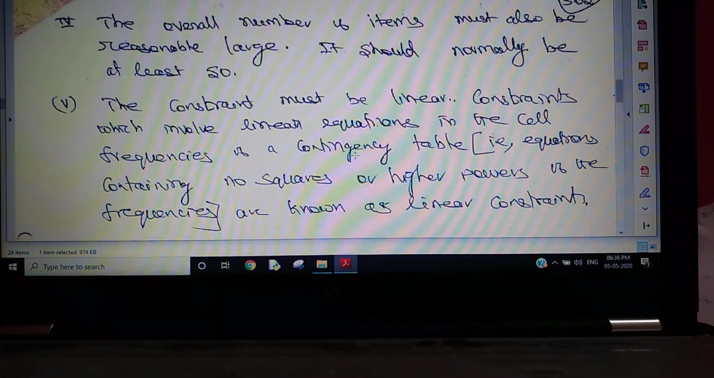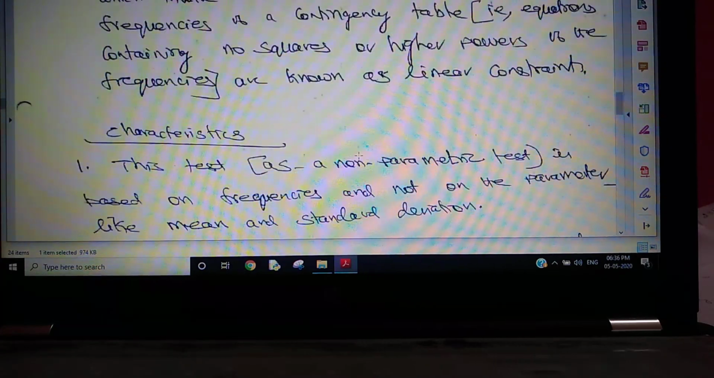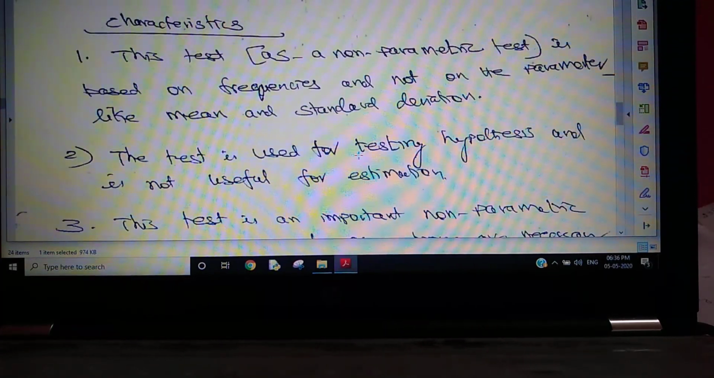The constraint must be a linear constraint, which involves linear equations in the cell frequencies of a contingency table. That is, equations containing no squares or higher powers of the frequency are known as linear constraints.